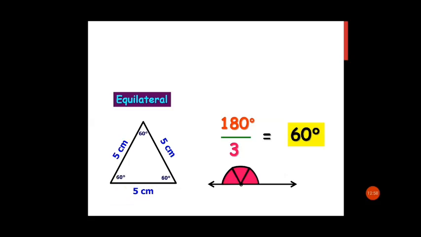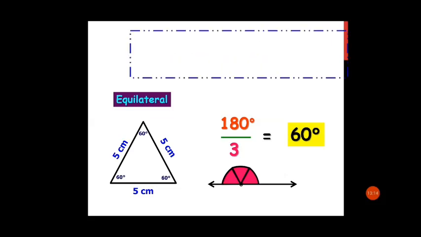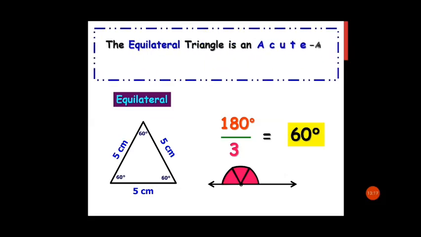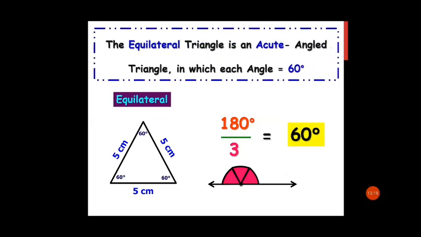Now, what's the greatest angle here? They are all equal, so you can pick any one of them. It will be 60. Let's compare this 60 with 90. So is this angle acute, obtuse, or right? Of course, it's acute. So from this we know that the equilateral triangle is an acute angled triangle in which each angle equals 60 degrees.